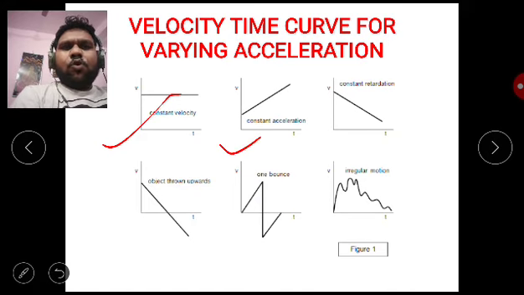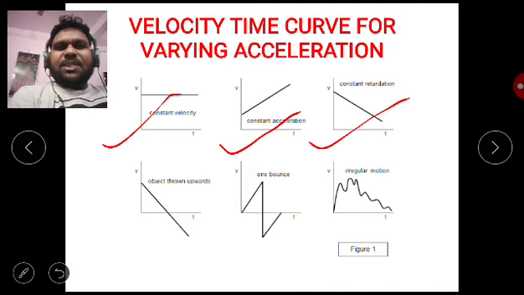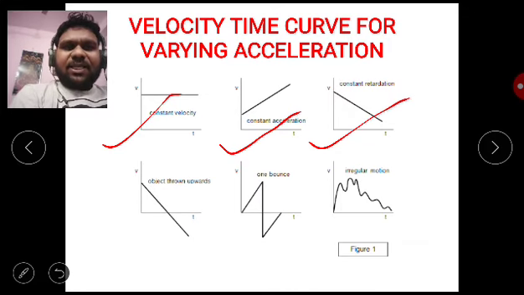This is the case when a body is moving along positive x direction with positive acceleration. In this case, the body is moving along positive x direction with negative acceleration or retardation. In this case, the body is moving along positive x direction up to a point, and then it is moving along negative x direction afterwards. And acceleration is negative, and this is the case of one bounce.